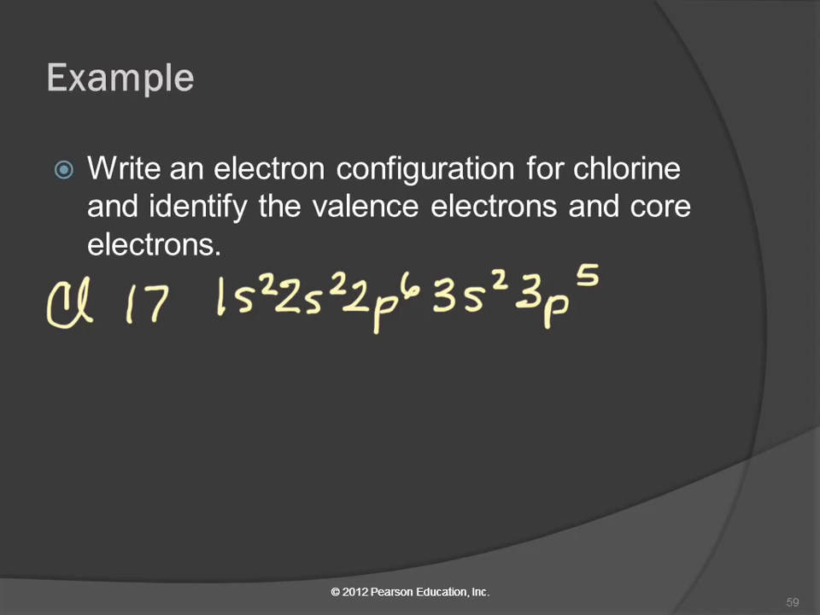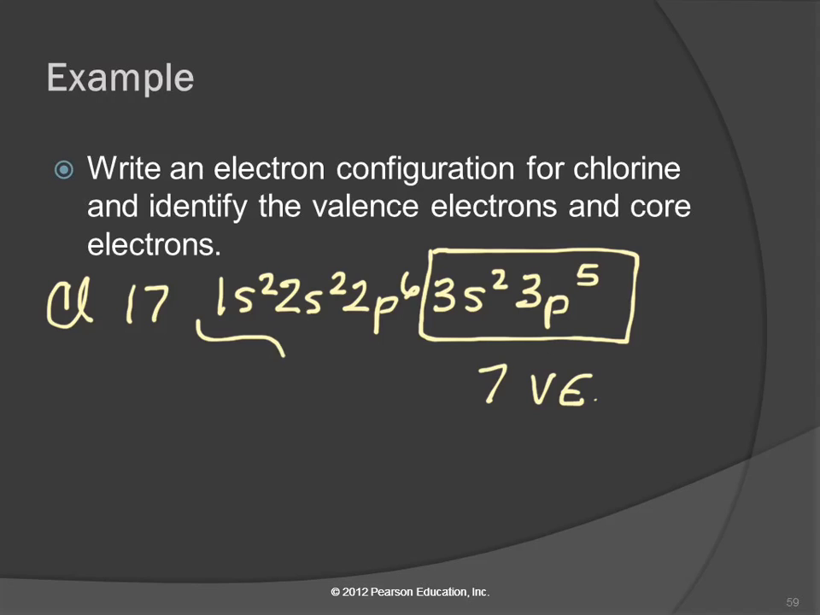What's the highest principal quantum number? It is 3. So these 2 subshells are in the third level. And so we've got 2 plus 5, we've got 7 valence electrons. And these guys are core electrons, and so there's 10 core electrons. Any questions?